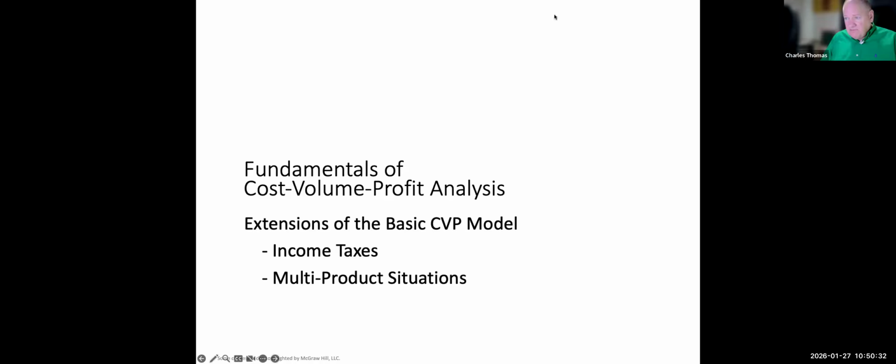CVP works well in its basic configuration. CVP works well with single product situations where you have an organization that has a single product or a single service that it delivers. Unfortunately, however, as you might suspect, there aren't that many situations where organizations have a single product. And so the basic CVP model needs to be adapted to deal with multi-product situations. Now, we could do that without fundamentally changing the CVP analysis. But we're going to add a couple of assumptions, and we'll break that down in just a second. So let's move first into income taxes.